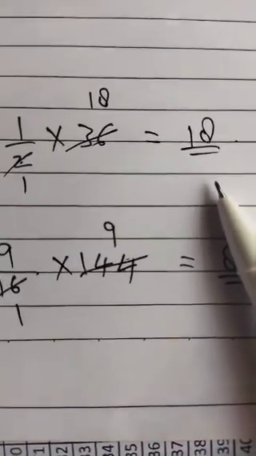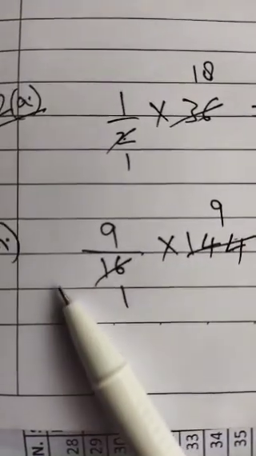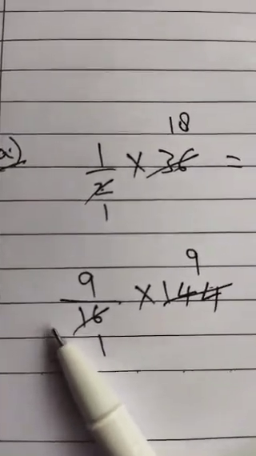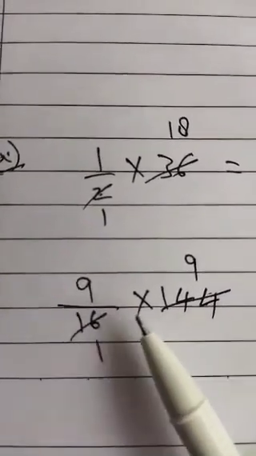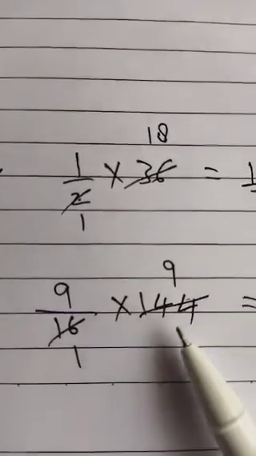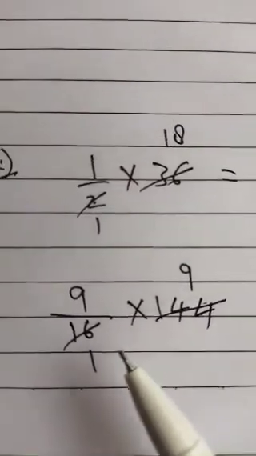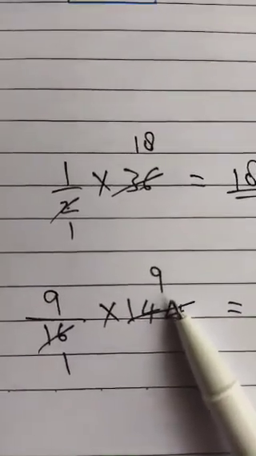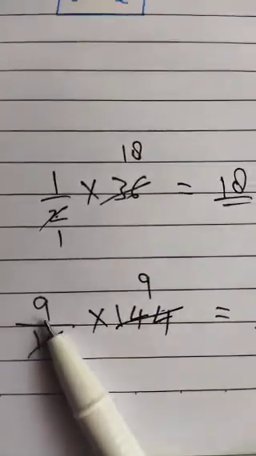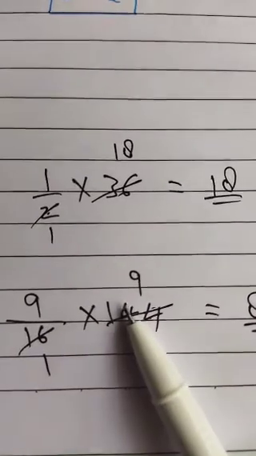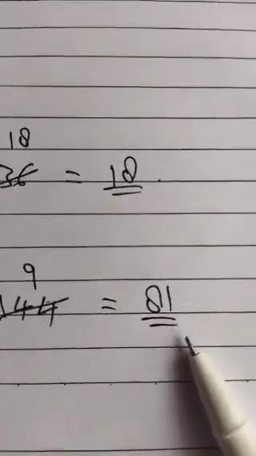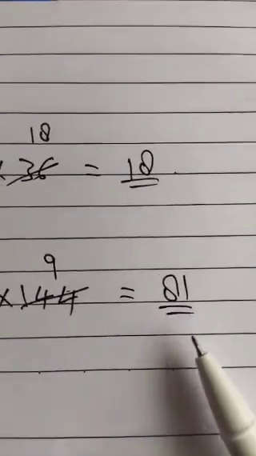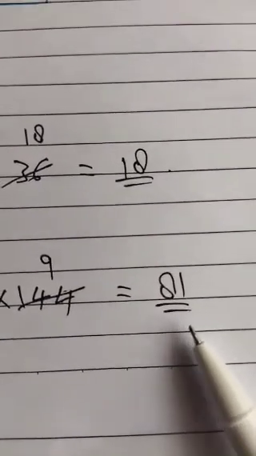Let me explain the last part, the H part. See, 9 upon 16 of means multiply 144. Now this can be reduced. 16 1s are 16, 16 9s are 144. Now the numerators are 9 and 9. So 9 into 9, 81. 81 is your answer. Like this you have to solve these.